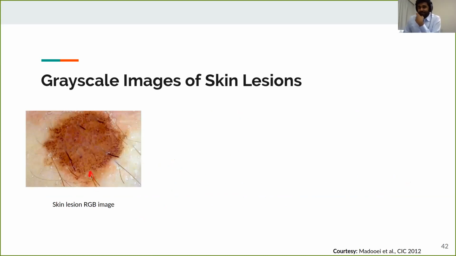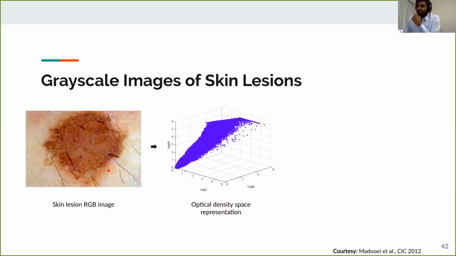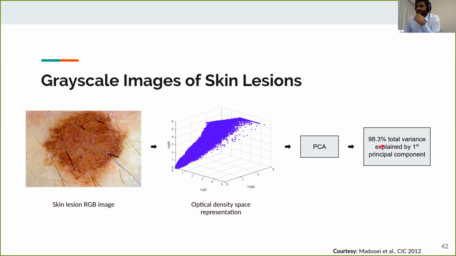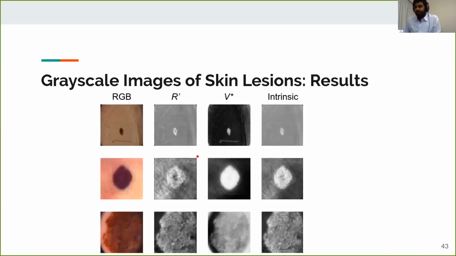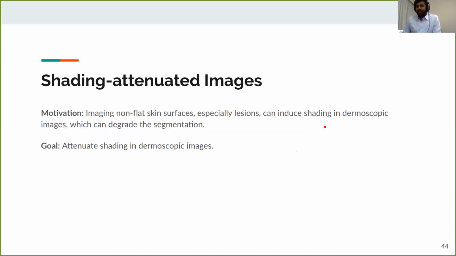For example, for this RGB image of a skin lesion, this is the optical density space representation. The axes are minus log R, minus log G, and minus log B. And we see that most of the data is distributed along one plane. And in fact, the entire plane is spanned by this first eigenvector, which can be found using PCA. And when we perform PCA on this, we see that 98.3% of the total variance is explained by just the first principal component. So the grayscale images of skin lesions are denoted by gray, and here are the outputs for these 3 skin lesion images.